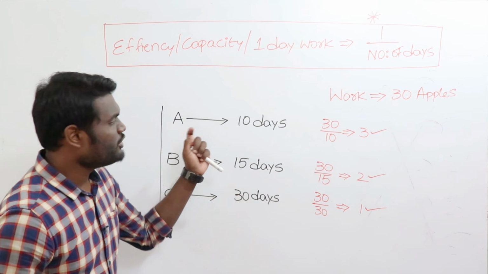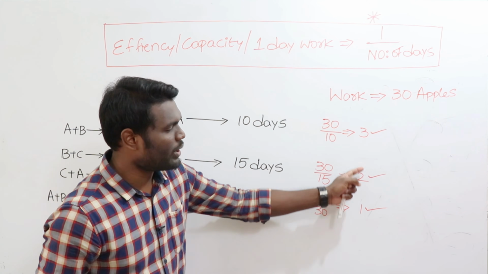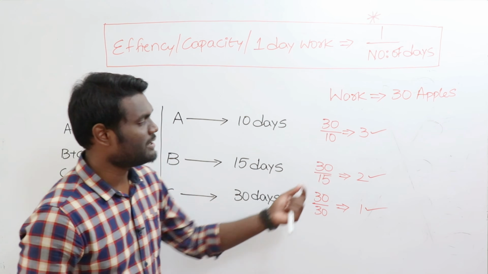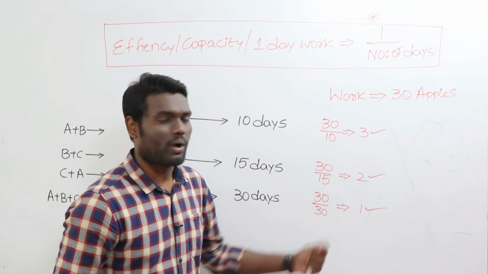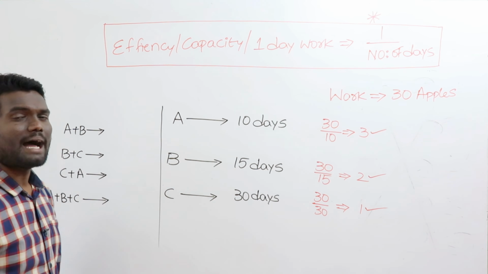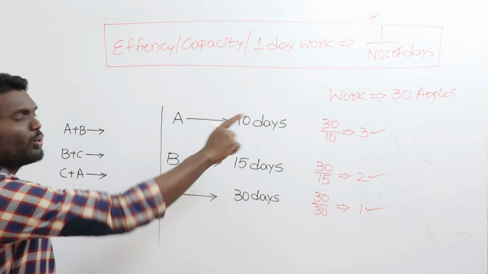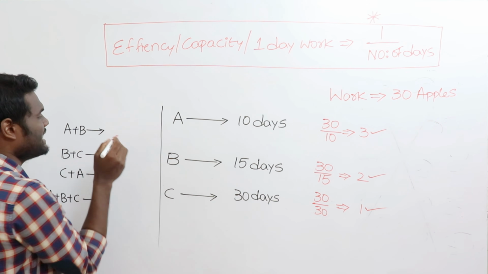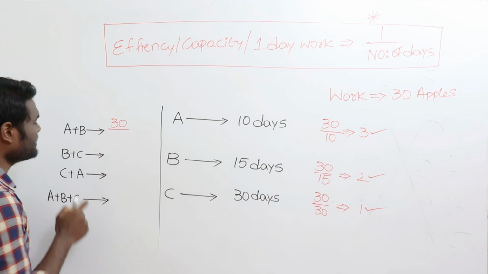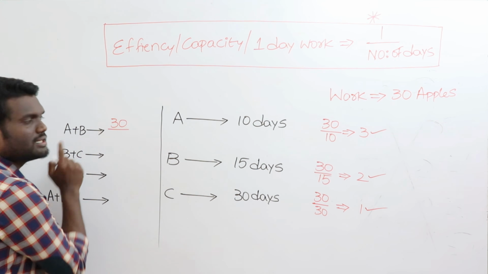So now you know the efficiency of A, the efficiency of B, and the efficiency of C, because efficiency is nothing but the work done by them in one day. Now your question is, if A and B work together, how many days are they going to take? Now you know the work is eating 30 apples. A and B together should eat these 30 apples.